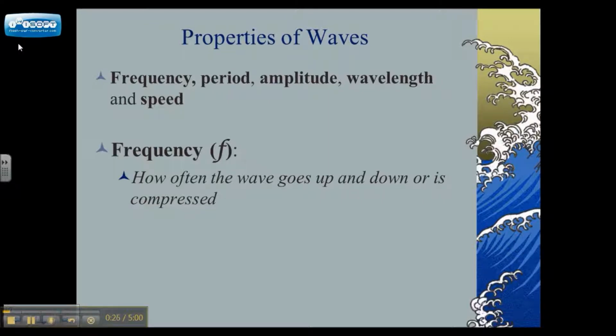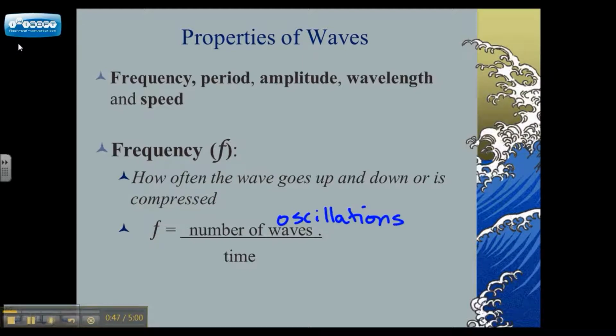And frequency is how often the wave goes up and down or is compressed. In normal language, frequency is just how often something happens. And so here, it's how often the wave happens. We find that by taking the number of waves or the number of oscillations, which is just one occurrence of the wave, and divide it by time.